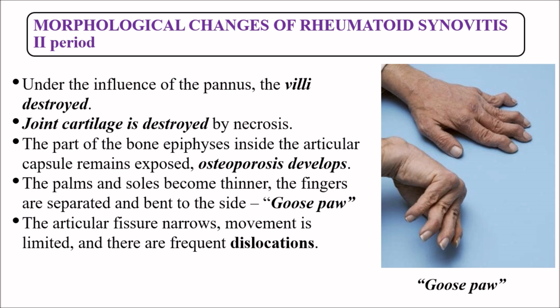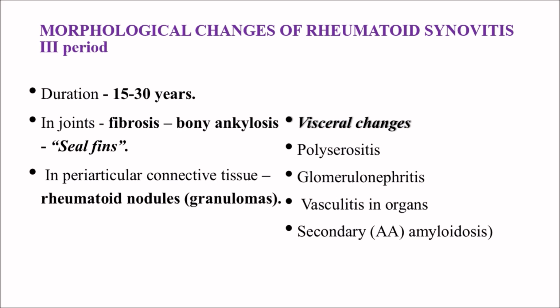The palms and soles become thinner, the fingers are separated and bent to the side, a condition we call the goose paw. The articular fissure narrows, movement is limited, and there are fragment dislocations. The third period of the synovitis lasts a long time, even 15 to 30 years. In the joints fibrosis forms, as we discussed, and bony ankylosis.